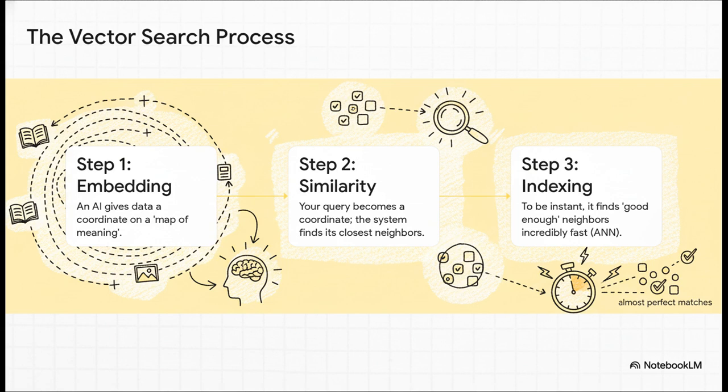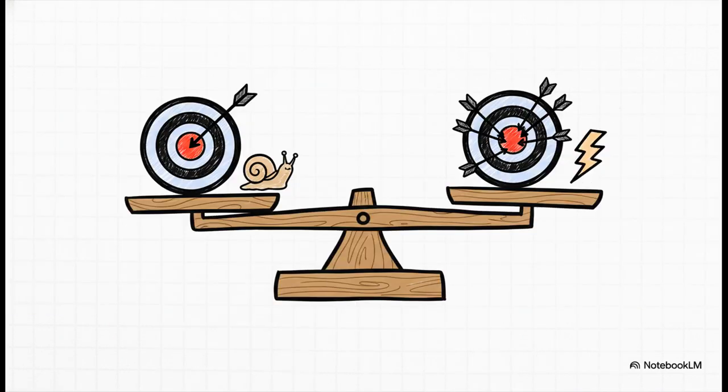Step 2, your search query gets its own coordinate on that very same map. Then the database just has to find its closest neighbors, and, this is the clever part, to do that across billions of items in a split second, it uses a trick called approximate nearest neighbor, or ANN, to find the almost perfect matches instantly. Now, I know what you're thinking. The word approximate sounds like a bug, not a feature, but it's actually the secret sauce.